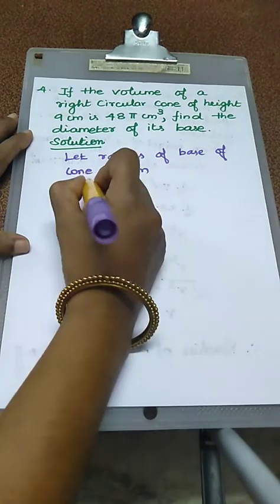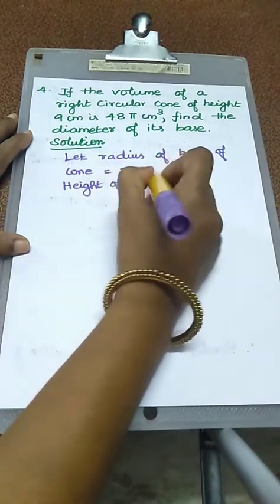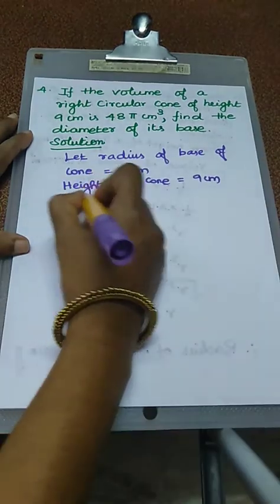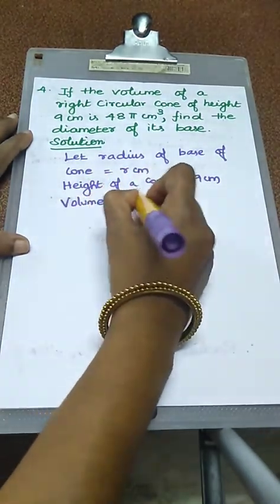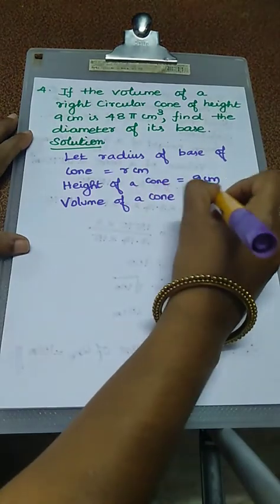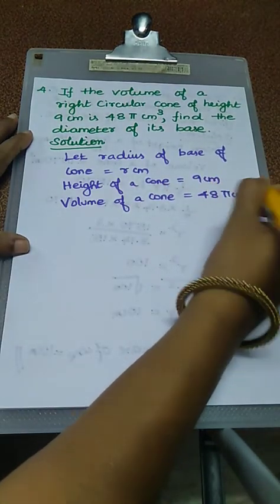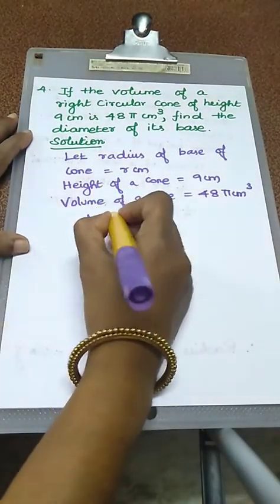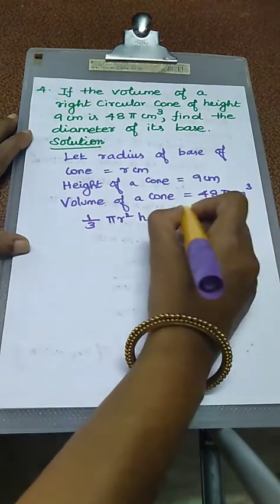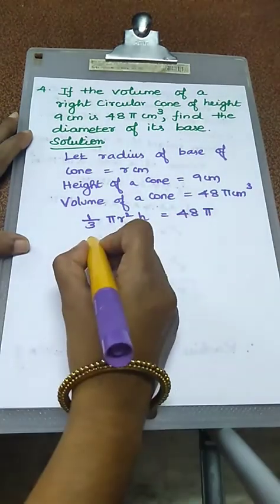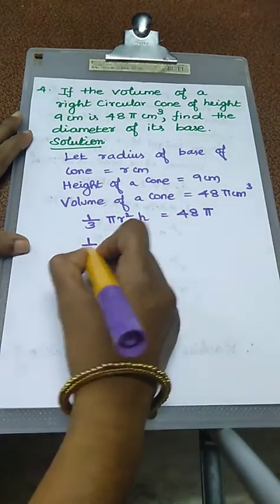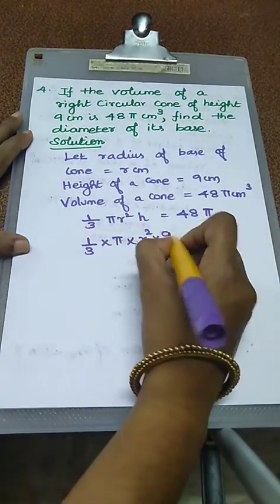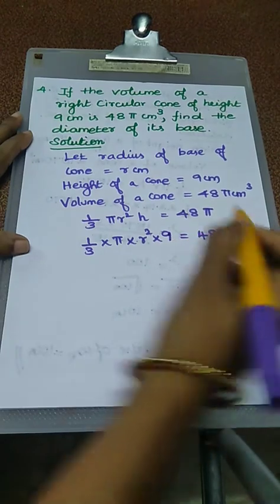Then what is given? Height of a cone is given, no. So height of a cone is equal to 9 centimeter. Then volume of a cone is also given. Volume of a cone is equal to 48 pi centimeter cube. So apply the volume of a cone formula in LHS, that is 1 by 3 pi r square h is equal to 48 pi. Now apply the h value. 1 by 3 into pi into r square into 9 is equal to 48 pi.